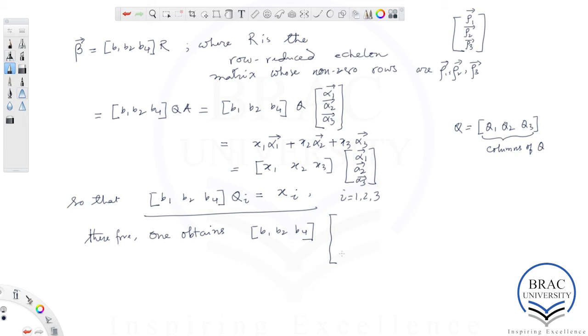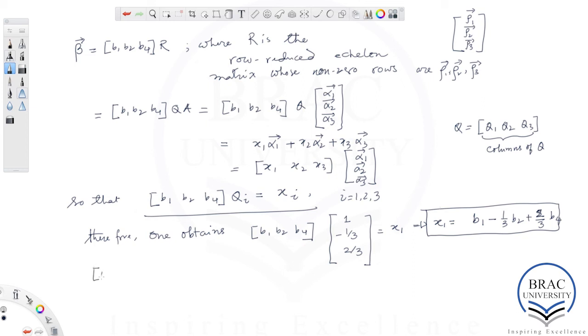Q was this. So Q1 is the first column of the matrix Q, which is 1, negative 1/3, negative 1/3, and 4/6, or 2/3, right? And this is going to be equal to x1, so I'm just plugging in 1 here. So x1 is equal to b1 minus 1/3 b2 plus 2/3 b4.